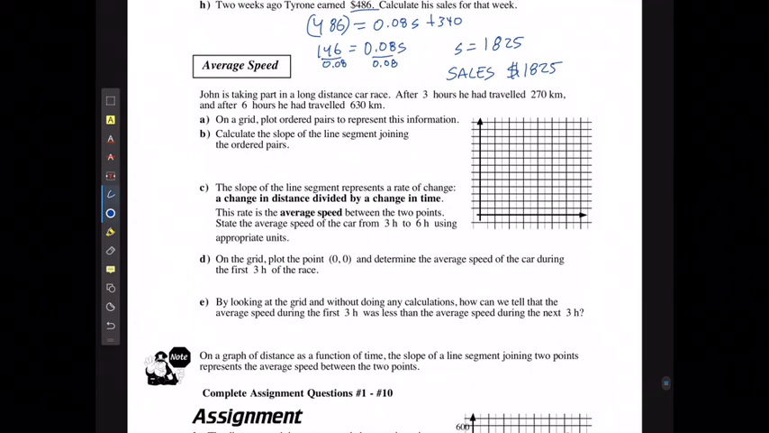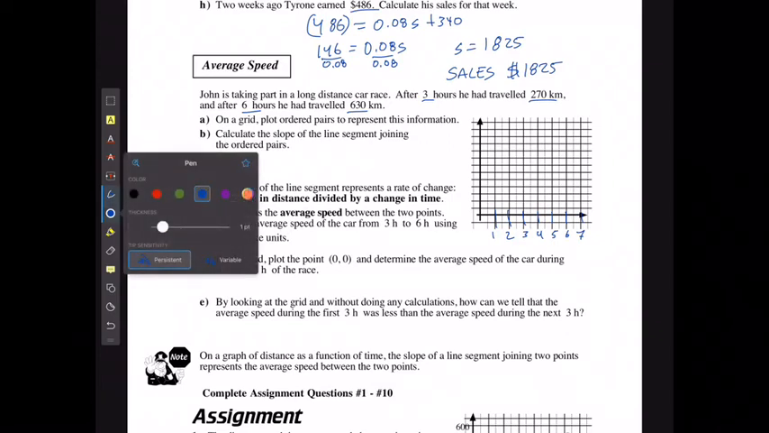All right, and the last part. John is taking part in a long-distance car race. After 3 hours, he traveled 270 kilometers. After 6 hours, he traveled 630 kilometers. On a grid, plot ordered pairs to represent this information. Well, first off, I'm going to have to pick how much the units are going to be worth, and I'm going to say that every second line for the x values is going to be worth 1. So I'm going to call this 1, 2, 3, 4, 5, 6, 7.